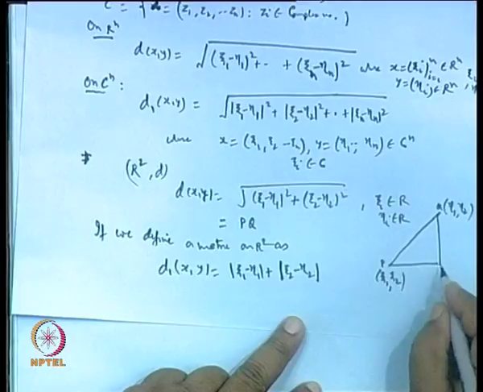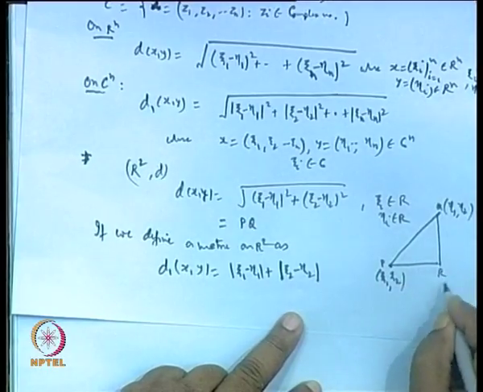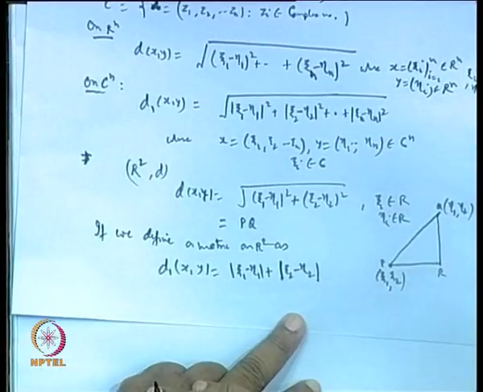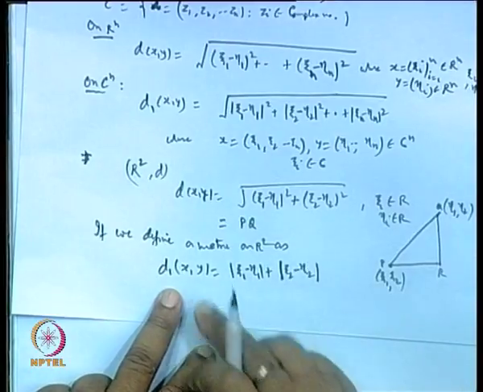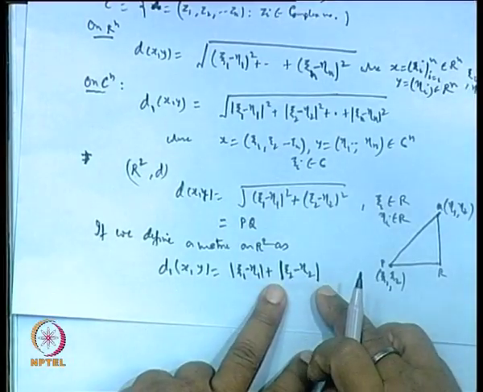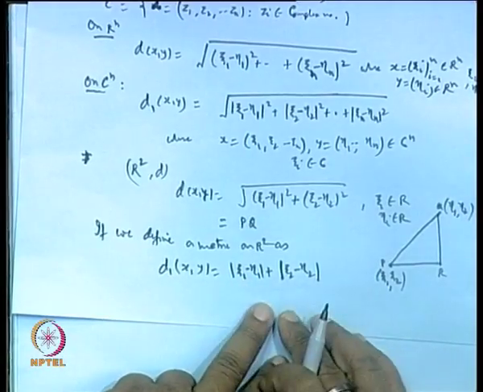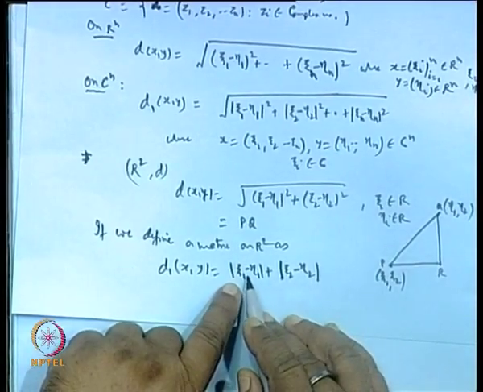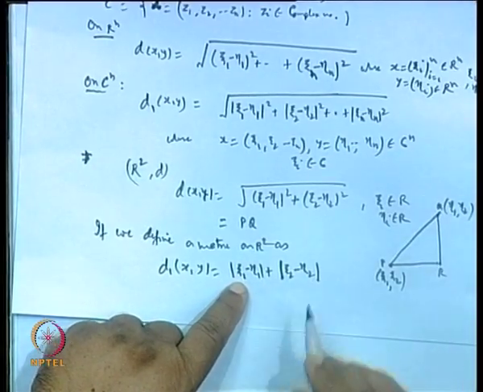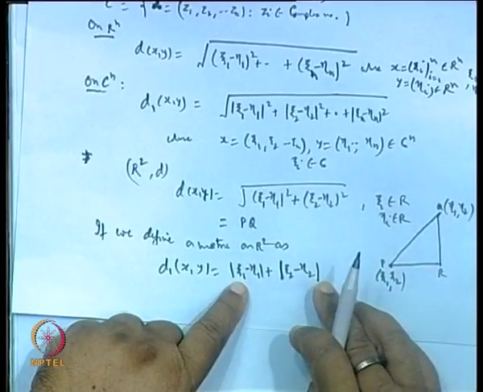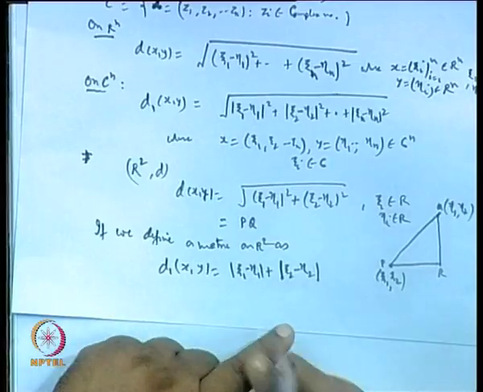That is, what we are doing is taking the length PR plus RQ, and this sum we are saying is d1(x, y), the distance between x and y. This satisfies all the 4 properties. First, it is greater than or equal to 0. It is 0 only when this is 0, meaning xi1 is eta 1 and xi2 is eta 2, so x equals y and vice versa. It is non-negative, real, finite, and d(x, y) is 0 if and only if x equals y.